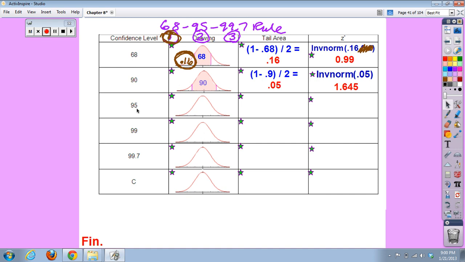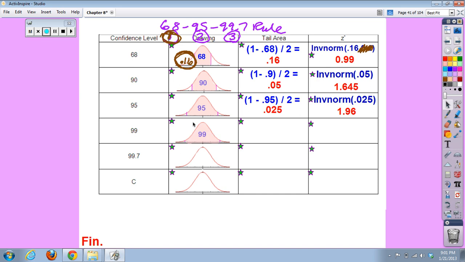If we do 95, well, 95 was 2 standard deviations, so we would expect to get 2 here, and you can use 2, but again, I want to show you what the more exact value is. So 95% in the middle, which means we have 5% in the tails, and in one tail, we have 2.5%, 0.025. So inverse norm 0.025 is 1.96, which is pretty close to our 2 that we would get from the 68, 95, 99.7 rule.